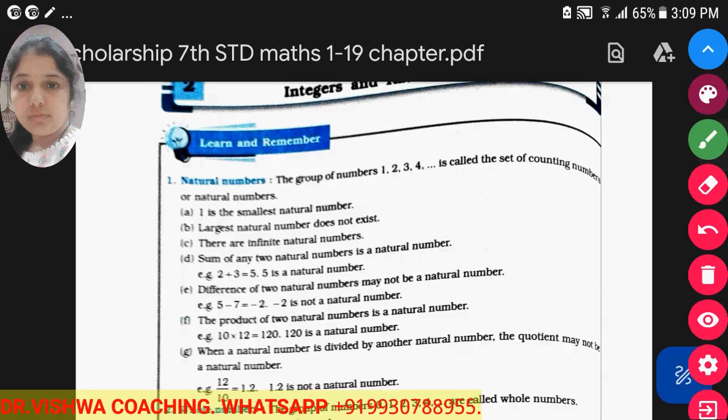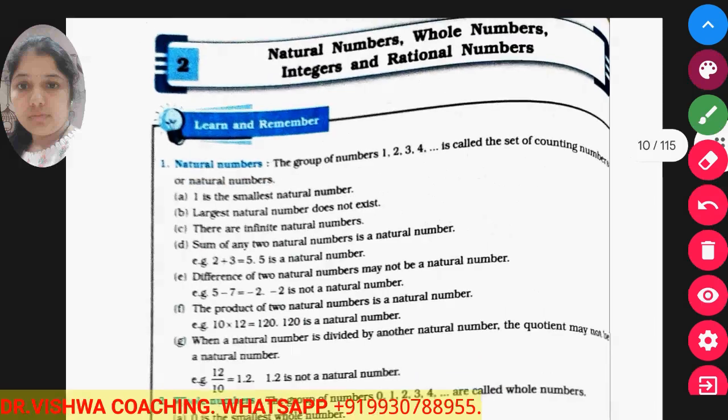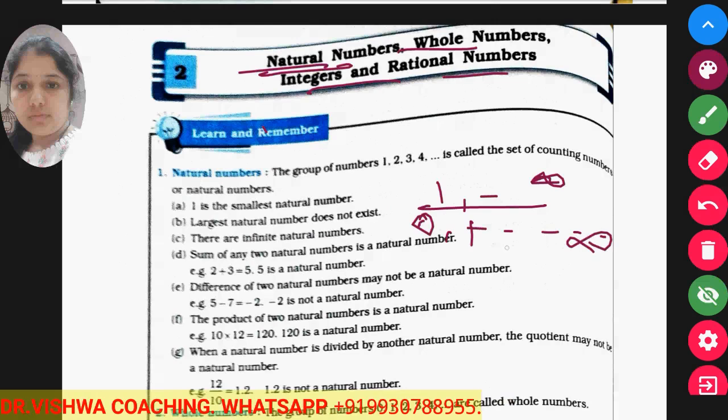Yesterday's lecture we had learned about odd even number, prime number, co-prime number, triangular number. Now today we have to learn about natural numbers, whole numbers, integers and rational numbers. Now see, natural number, you all know from 1 to infinity all the numbers are natural numbers. From 0, 1, 2, 3, 4 up to the infinity all are whole numbers.